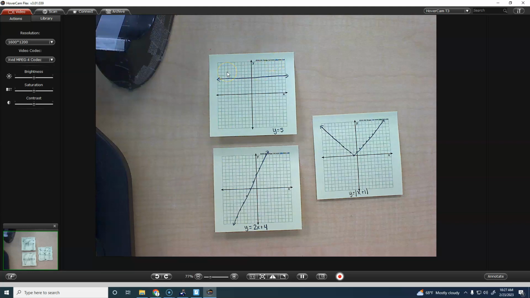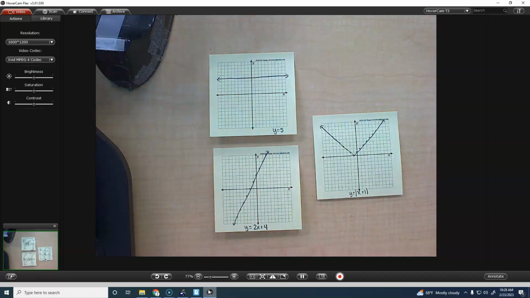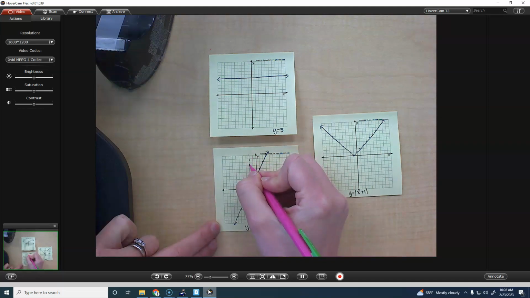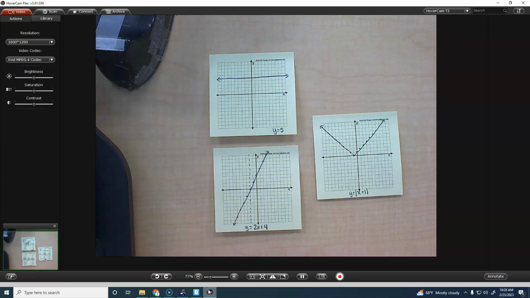Okay, all right. So you should have these three, and what we're going to do is, for the 2x plus 4, we only want to use it for x less than negative 2. So I'm going to go over here on my 2x plus 4 graph, and at negative 2, I'm going to draw myself a dotted vertical line. You actually don't have to draw it if you don't want to. But that is our cutoff. We only want to use the part that is less than negative 2.